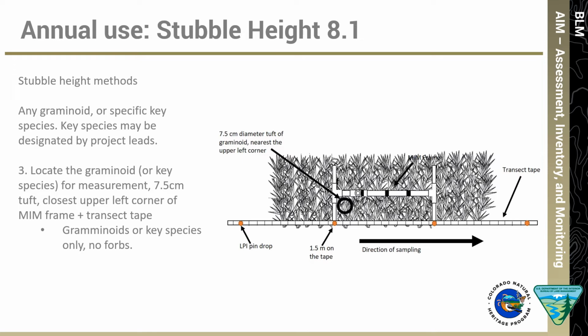If graminoid vegetation, or key species, do not occur as a homogeneous 7.5 centimeter diameter tuft anywhere in the frame, but as a smaller individual plant less than 7.5 centimeters in diameter, measuring a smaller tuft of leaves closest to the corner is acceptable. Stubble height is measured for graminoid species only. If the vegetation in the frame is a mix of graminoids and forbs, remove the forbs from the tuft before measuring.